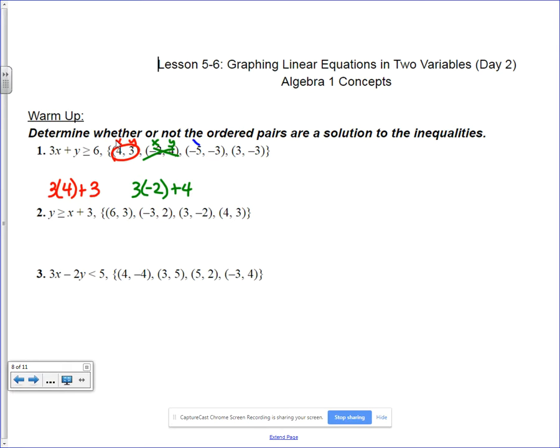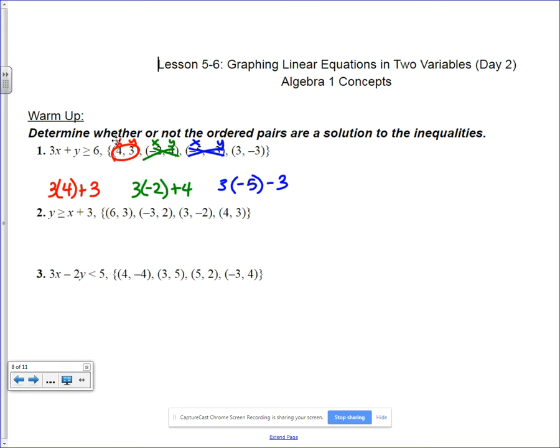Luke, back to you. Can you plug in that x and that y? Yep. Perfect. And what do you get there? Perfect. Is -18 greater than or equal to 6? No, definitely not, right?